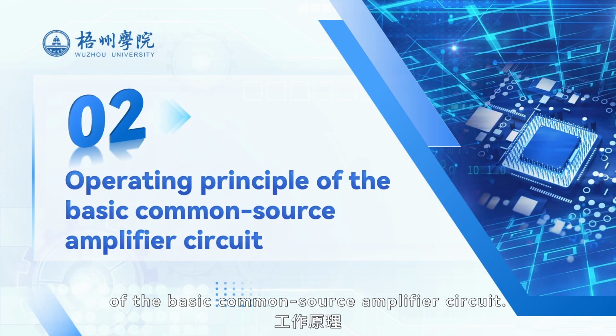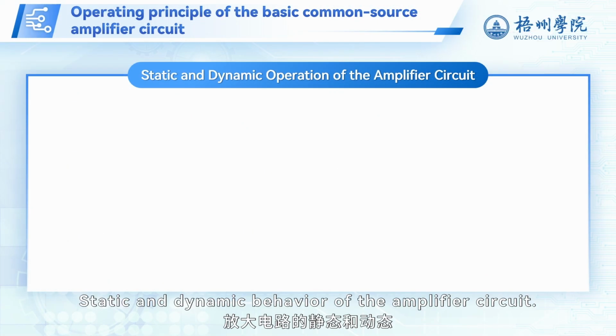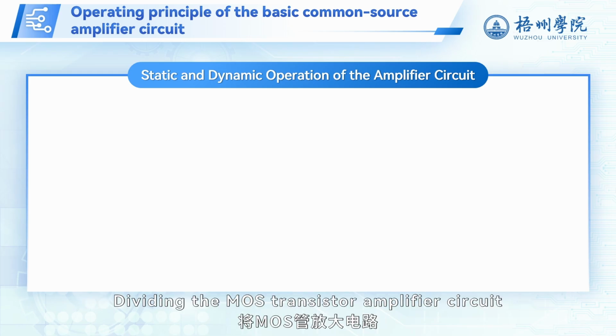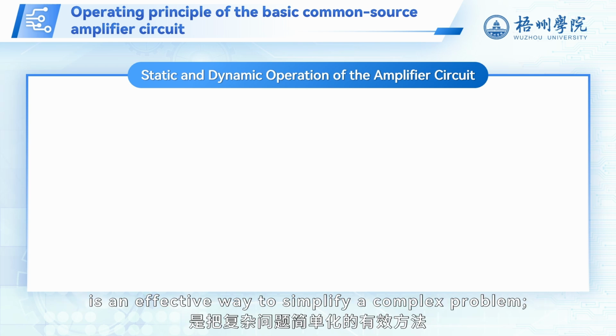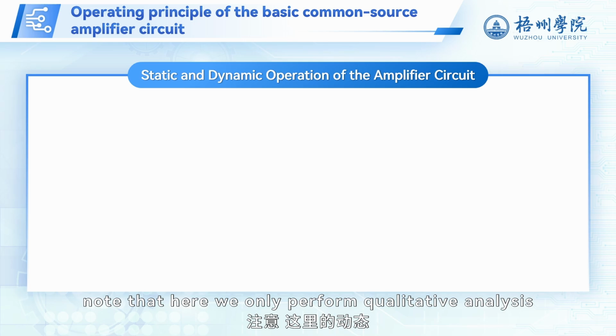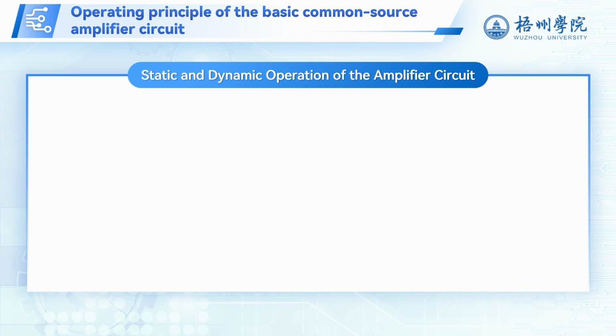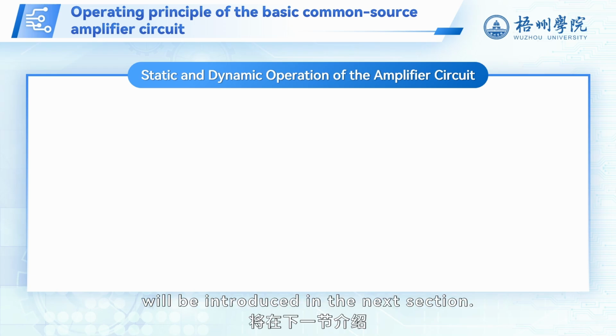Operating principle of the basic common source amplifier circuit. Static and dynamic behavior of the amplifier circuit. Dividing the MOS transistor amplifier circuit into static and dynamic cases for analysis and discussion is an effective way to simplify a complex problem. Note that here we only perform qualitative analysis of the dynamic behavior, while quantitative analysis will be introduced in the next section.